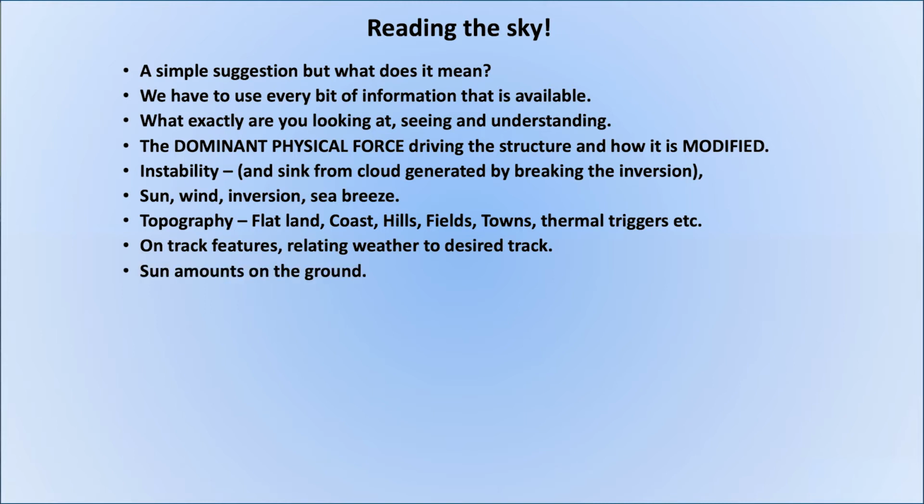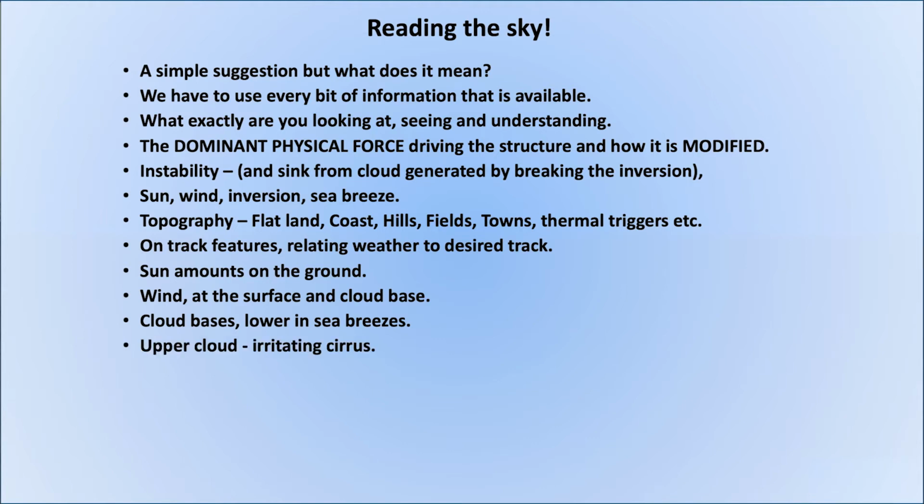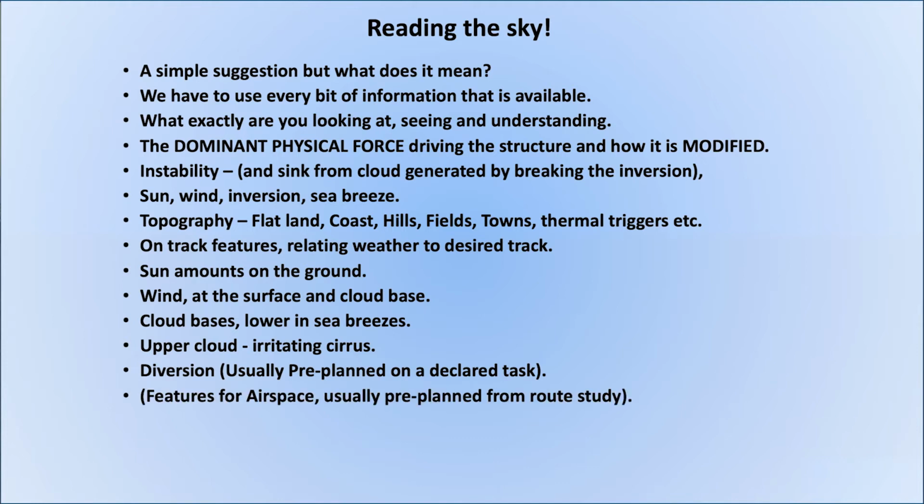Sun amounts on the ground. Wind at the surface and cloud base. The height of cloud bases, and they'll tend to be lower in the sea breezes. Upper cloud, including irritating cirrus. Our diversions where we might have to land, usually pre-planned on a declared task. Features for airspace, again usually pre-planned from route study.